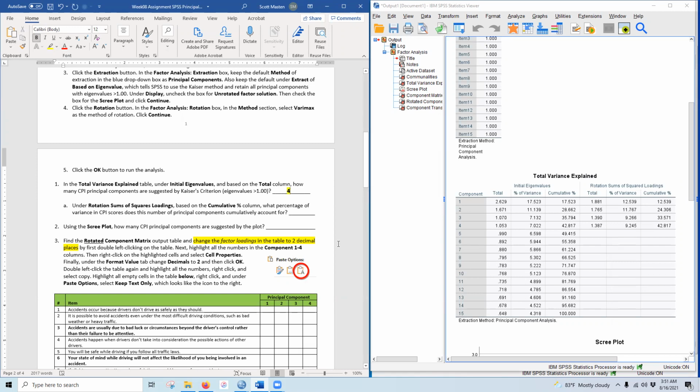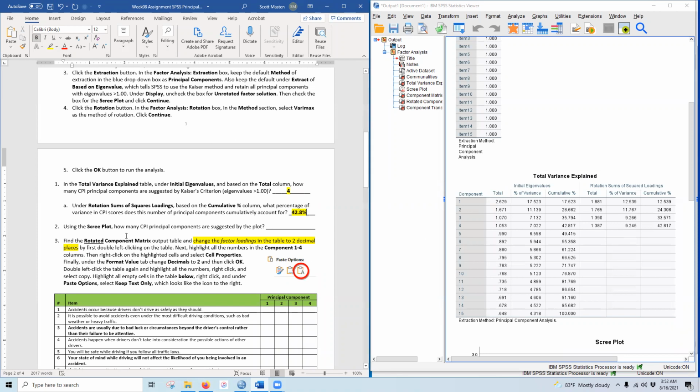Under the rotation sums of squared loadings, in the cumulative percent column, what percentage of variance in CPI scores does this number of principal components cumulatively account for? There are 4 of them. This is cumulative, so across all 4, adding them up, it's 42.8%. Hopefully you put 42.8%. So 42.8% of all variability in the 15 items is accounted for by a four-factor solution.